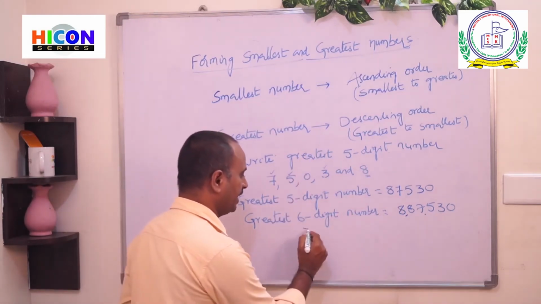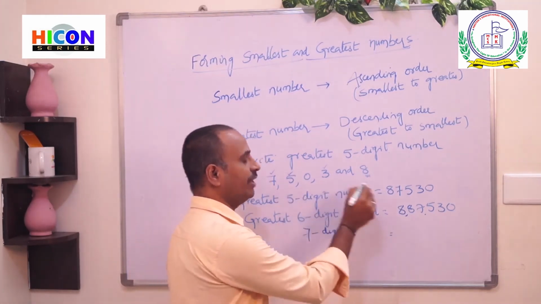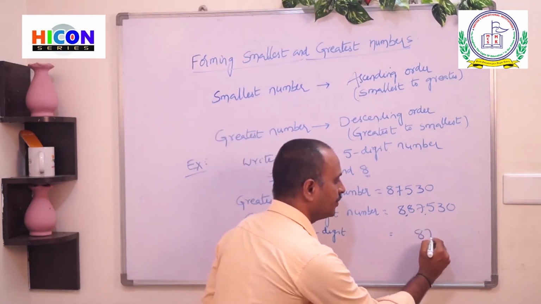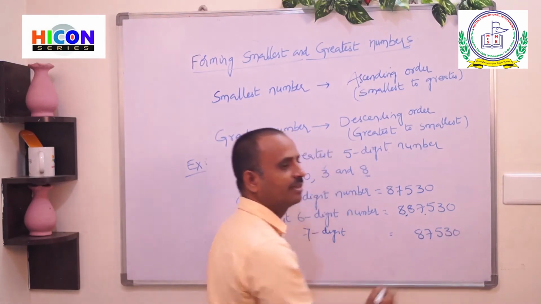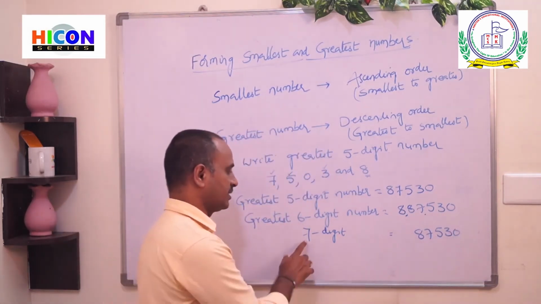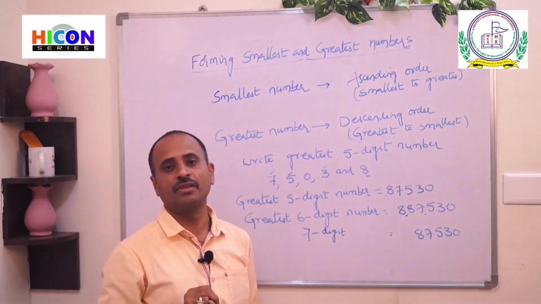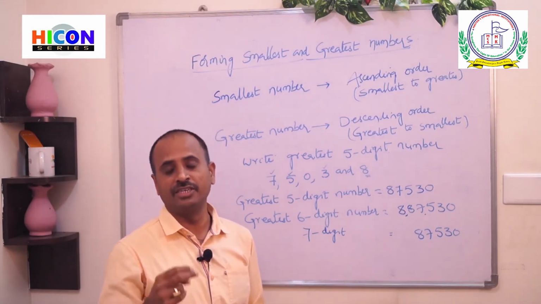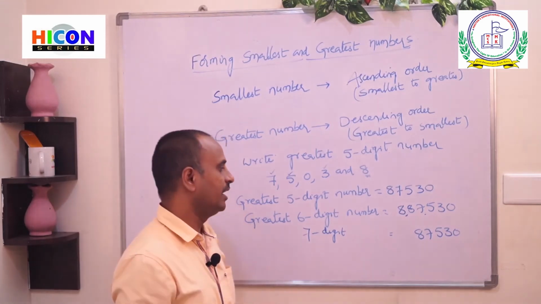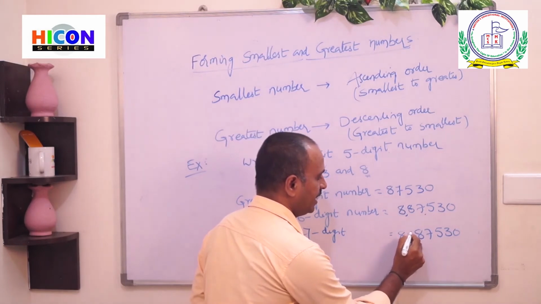In this way, we can also form the greatest 7-digit number. How can we form it? In the same way, we have only 5 digits. First arrange the given digits in descending order. This is the 5-digit greatest number, but we want a 7-digit greatest number. That means we require 2 more digits. Now repeat the greatest digit 2 times and write 8, 8 at the left side of the number.